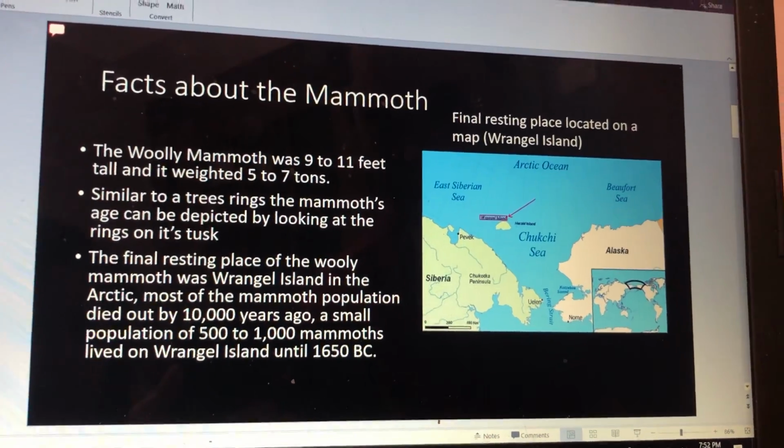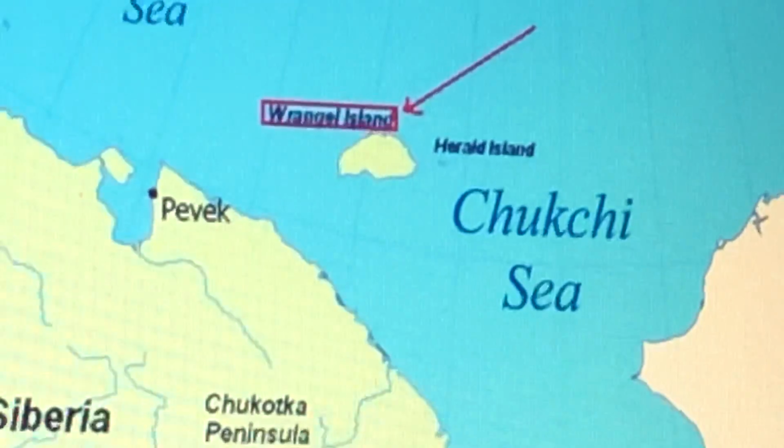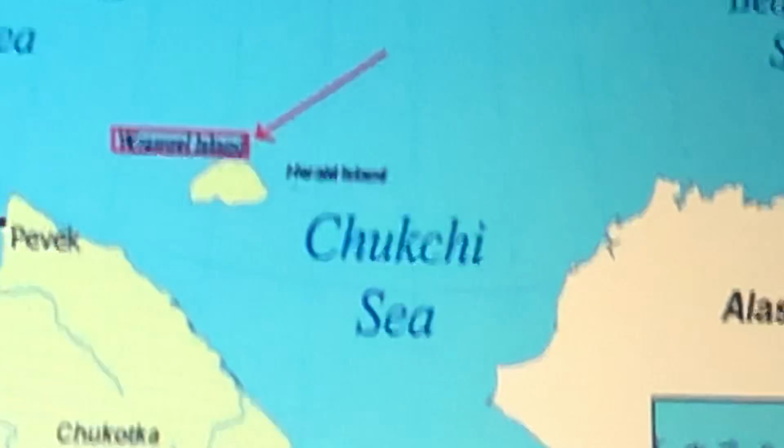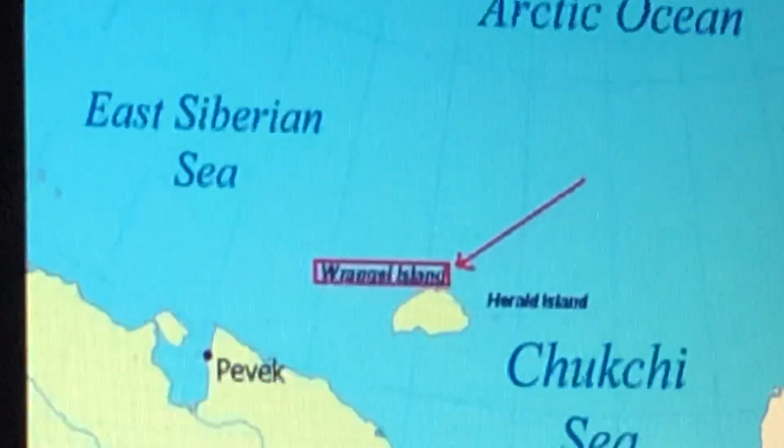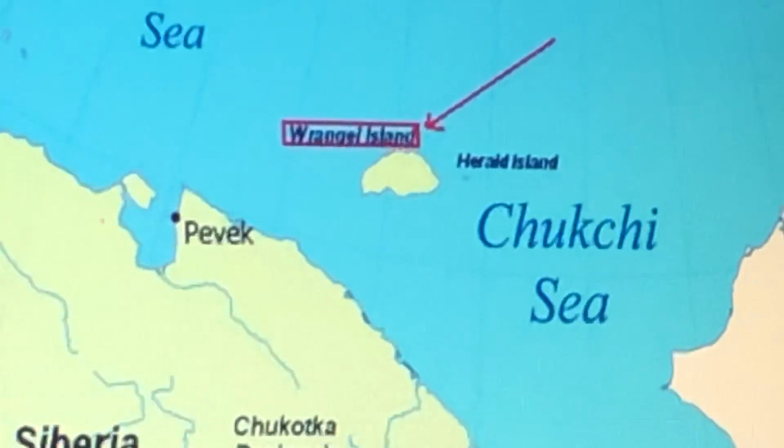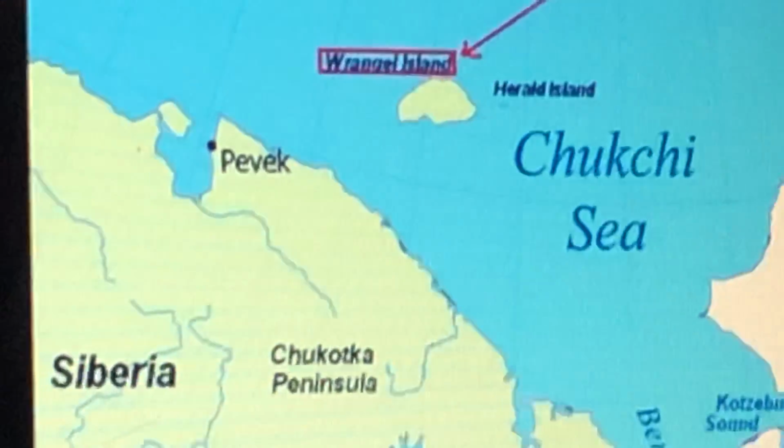Right here is a picture of Wrangel Island and exactly where it's at. It's a little below the Arctic, sitting right here in the Columbia Sea. So that's a good picture.